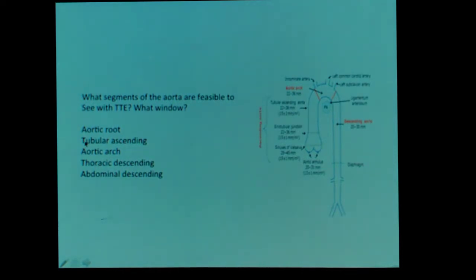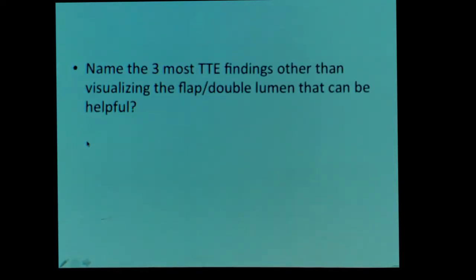Okay, so there are other transthoracic echo findings other than visualizing the flap or the double lumen that can be helpful. And we talked about some of them: AI, pericardial effusion, and dilated aortic root. Those can help you to know that it's probably a dissection, right? If you see an effusion and it's tamponading, and the presentation is chest pain, think three times before you put a needle. This is probably a dissection, so you can cause trouble.